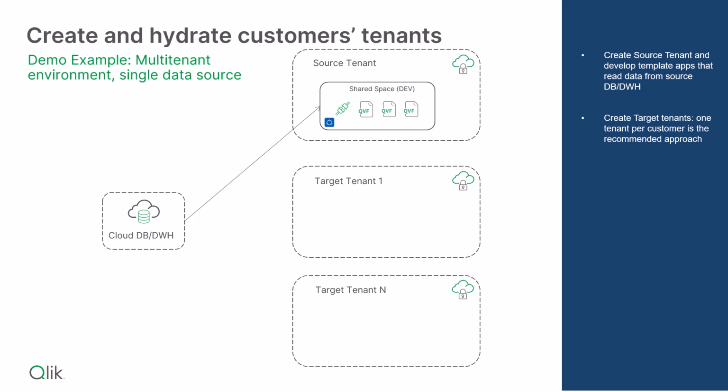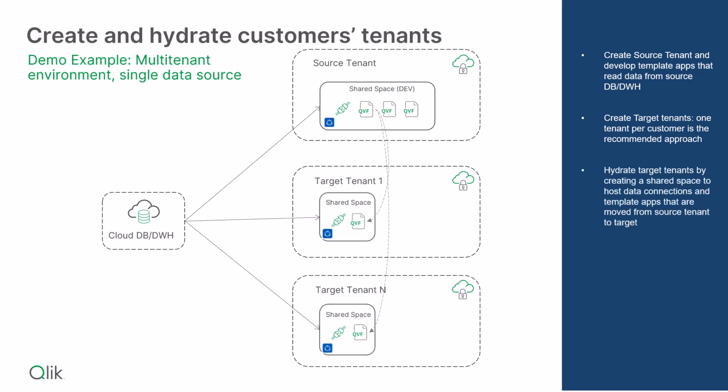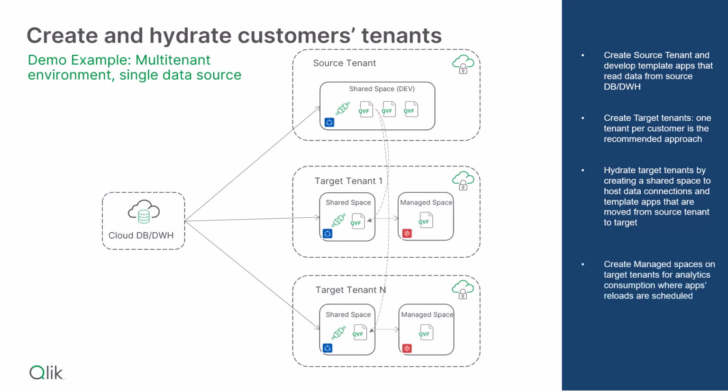And again, the recommended approach, of course, is one tenant per customer. What we are going to do is hydrate these target tenants once we configure them by creating a shared space with the data connection and the template app that are moved from the source tenant to the target tenant. The last operation is to make the analytics available for consumption, so we are going to create a managed space on the target tenant where the app reloads are scheduled and where the end user can access the analytics.